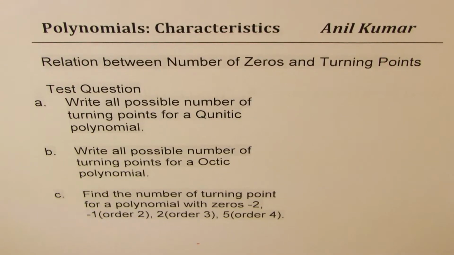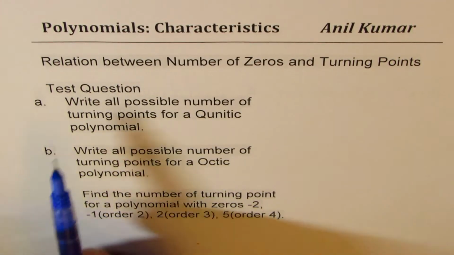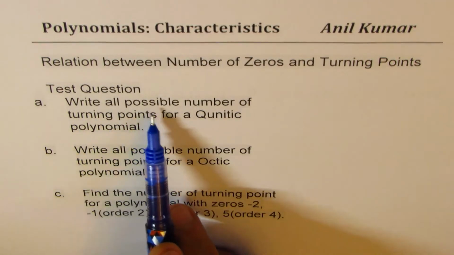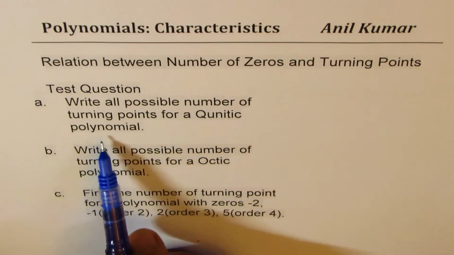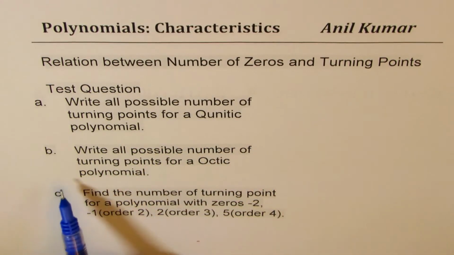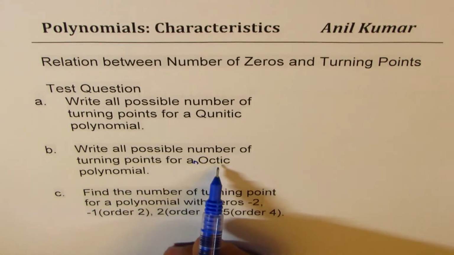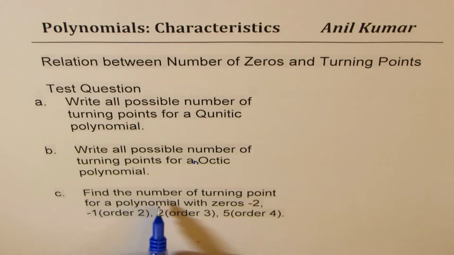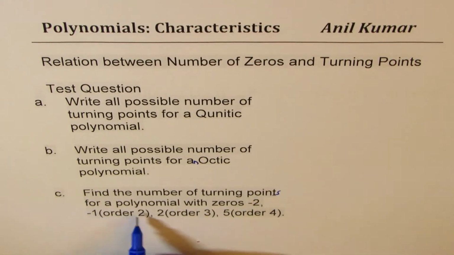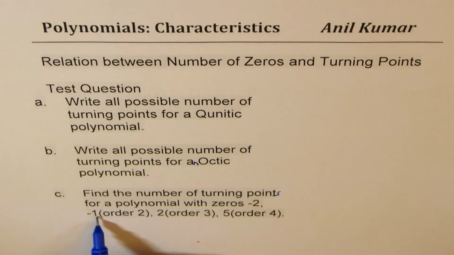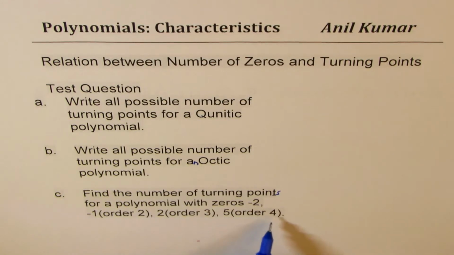Now we will discuss a relation between number of zeros and turning points for a polynomial. So I have taken up 3 questions from previous test papers. A is, write all possible number of turning points for a quintic polynomial. Quintic means degree 5. B, write all possible number of turning points for an octic polynomial, means degree 8. And C is, find the number of turning point for a polynomial with zeros -2, -1 of order 2, sometimes we say multiplicity, 0 at 2 with order 3, and at 5 with order 4. You can always pause the video, answer these test questions, and then look into my suggestions.